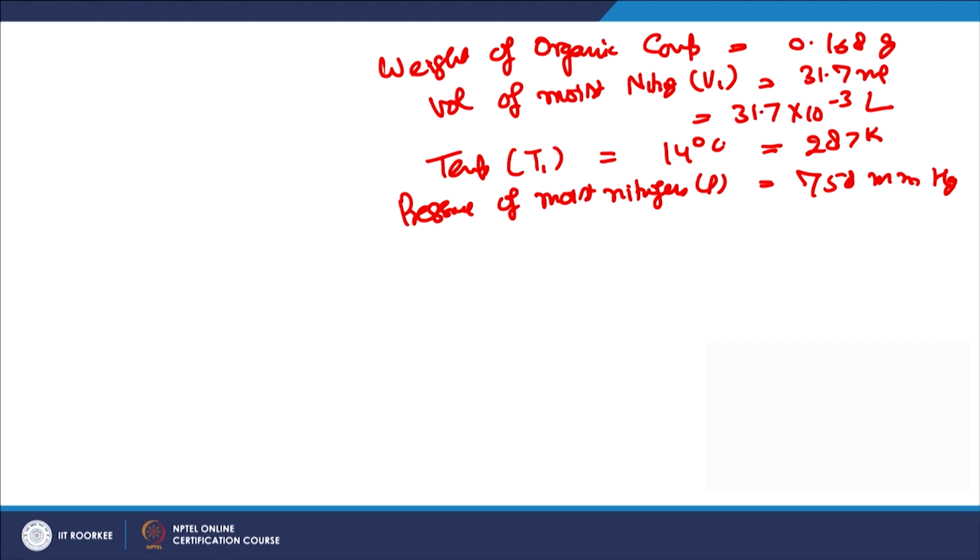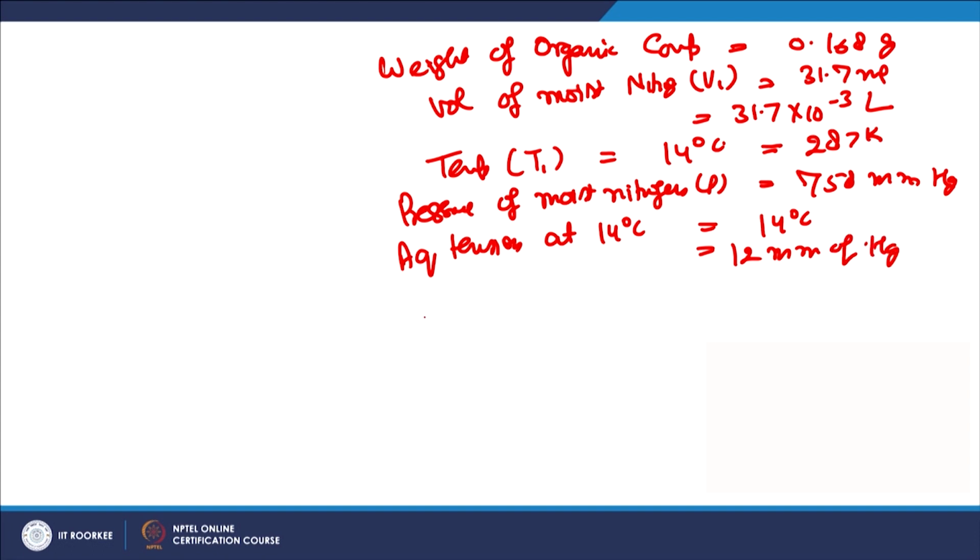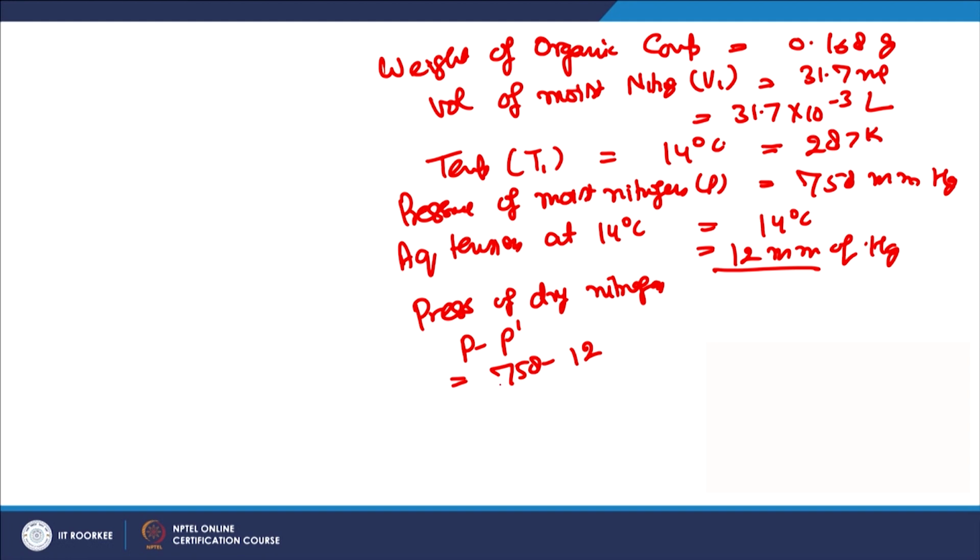The pressure of moist nitrogen is 758 mm. Now aqueous tension at 14 degrees Celsius is 12 mm of mercury. This is given in the problem. So the pressure of dry nitrogen, that is P minus P1, which is equal to 758 minus 12, and that is 746 millimeter of mercury.